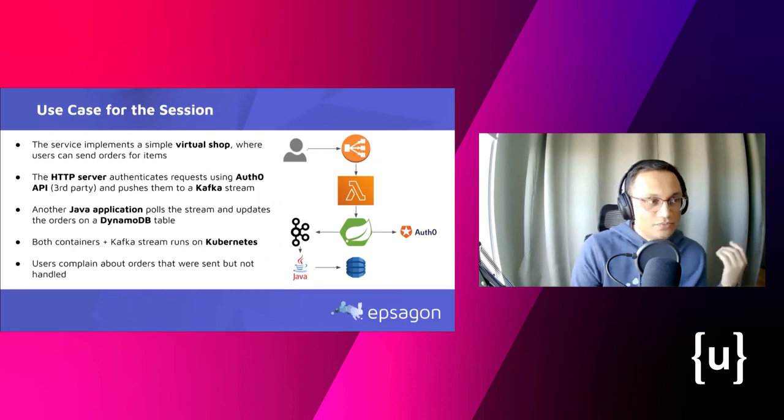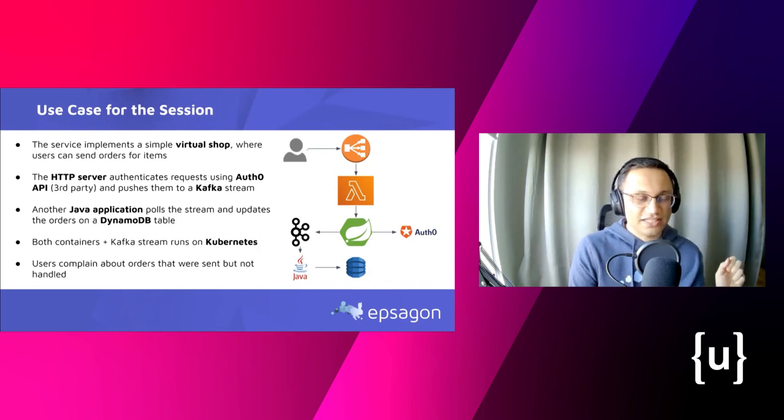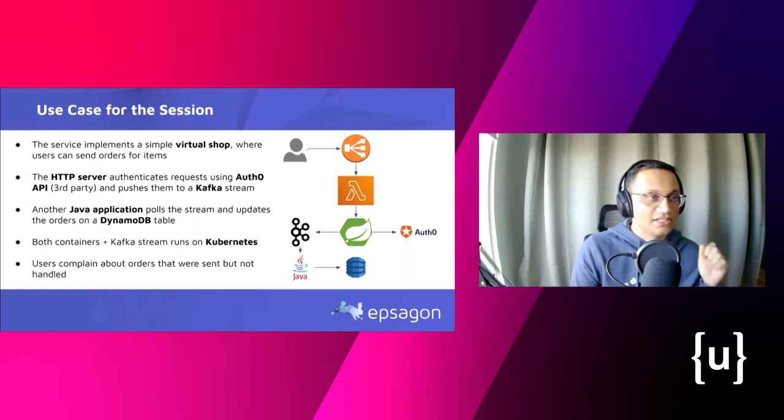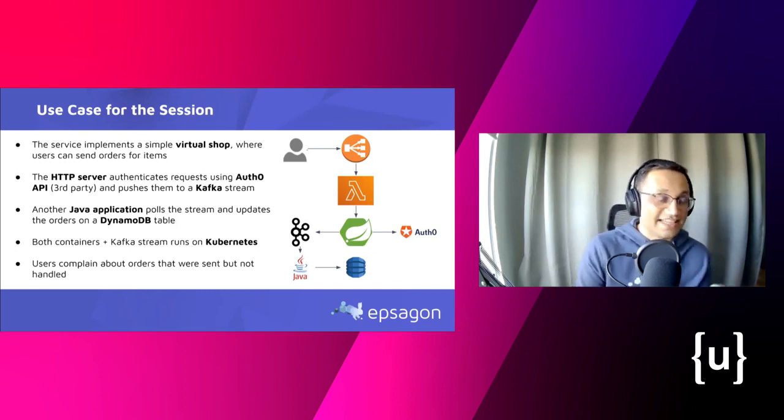For explaining this, we'll go through a use case for the session. So for this session, we'll just consider a very simple example of a virtual shop. As you can see, the HTTP server authenticates requests using Auth0 and pushes them to the Kafka stream. A Java application polls the stream and updates the DynamoDB table. And let's say there is a scenario where users complain about orders that were sent but not handled. So where would you start?